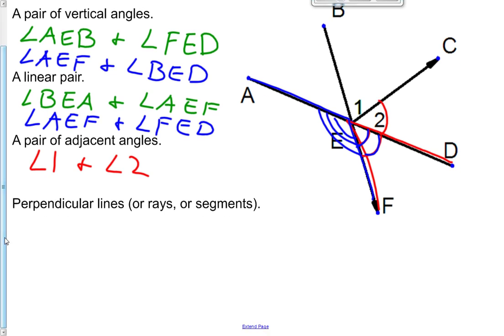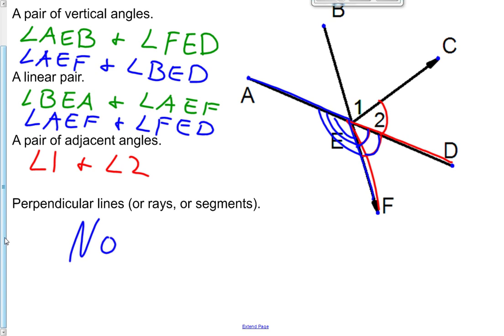Last question, are there any perpendicular lines, rays, or segments on this one? I don't see any angle measures telling me that it's 90. I don't see any boxes in the corner of any of these angles. I can't assume that any of the angles are 90 degrees, so we would have to say no, there are no perpendicular lines on this one.